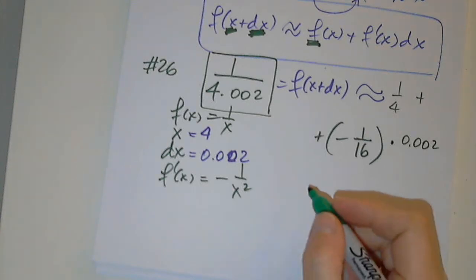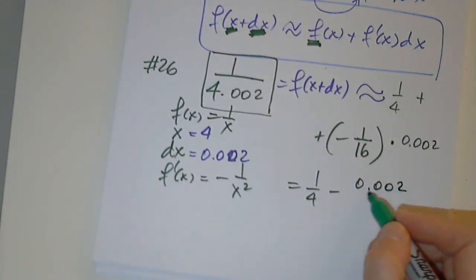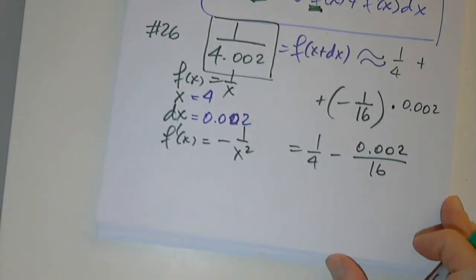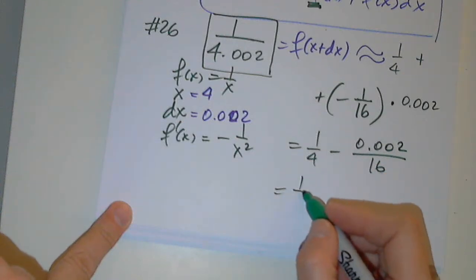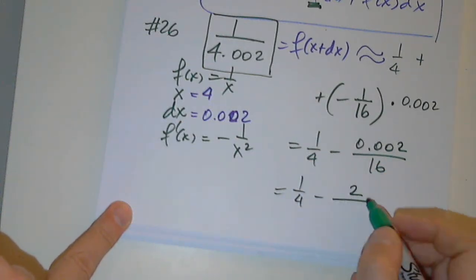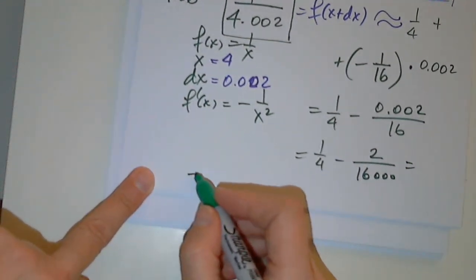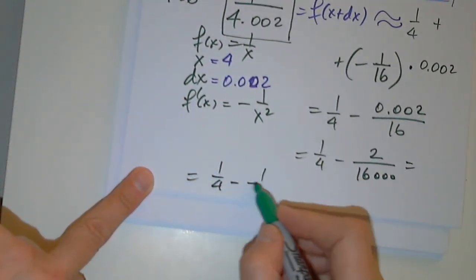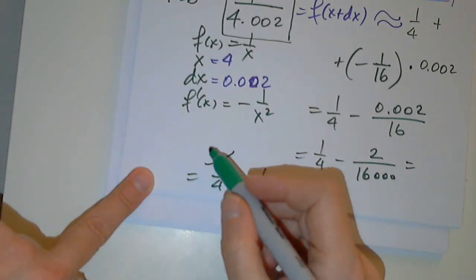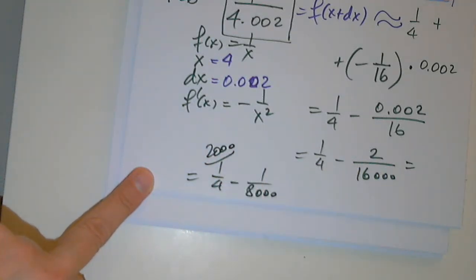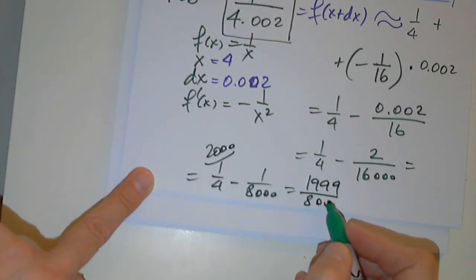So this is 1 over 4 minus 0.002 divided by 16. I will multiply top and bottom by 1,000 to eliminate decimal numbers. I'll simplify by 2. I'll multiply this by 2,000. 2,000 minus 1 is 1999 over 8,000.